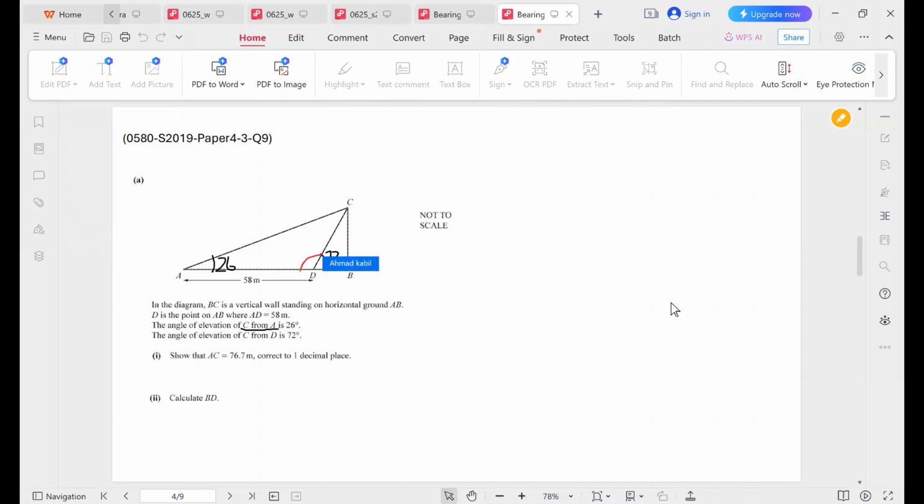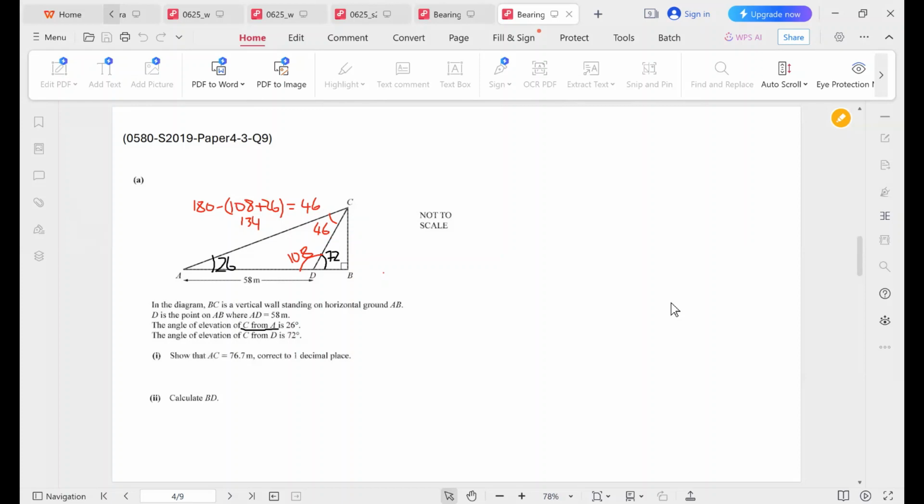So this angle here would be 180 minus 72. So 108 basically. And then this angle would be 180 minus the summation of 108 plus 26. And 108 plus 26 is 134. So 180 minus 134 would be 46. So this angle here would be 46.